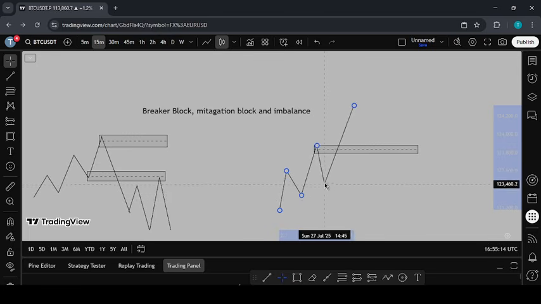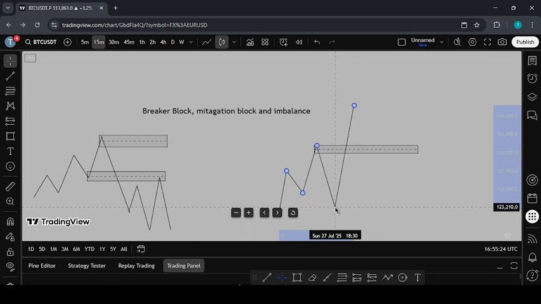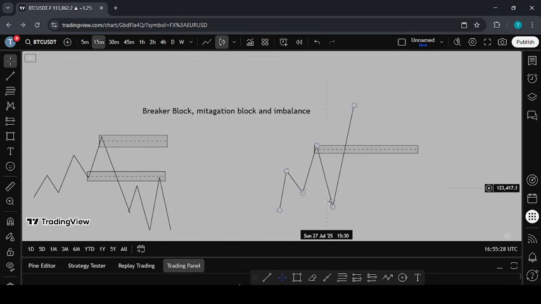It must only mitigate the previous order block. It must mitigate the previous order block without creating a break of structure to the downside, because if it creates a break of structure to the downside, it has shifted. The structure has changed, right? So it must be something like this.